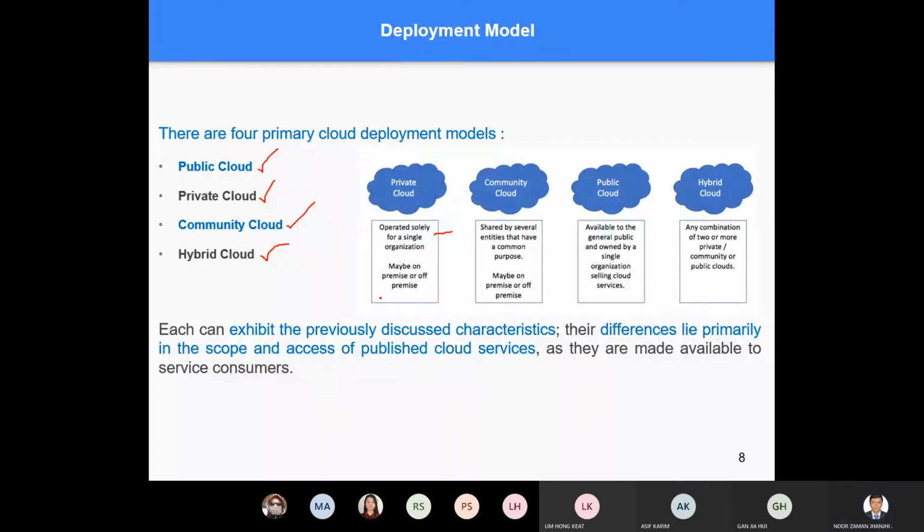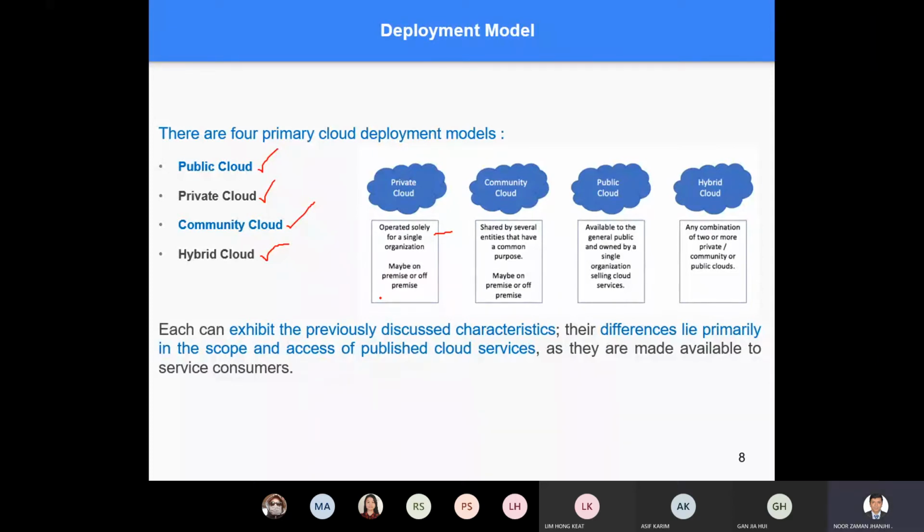Then the public cloud is the one which is public for everyone. Anybody can access it, purchase it, and use it, from one country, one city, or one region to another country. It is available to the general public and owned by a single organization that sells its services. For example, Dropbox is a public cloud. Google Drive is a sort of public cloud. It is publicly available for anyone to take part in and purchase.